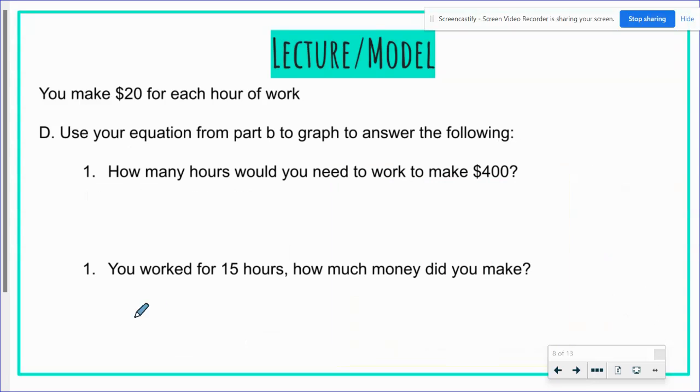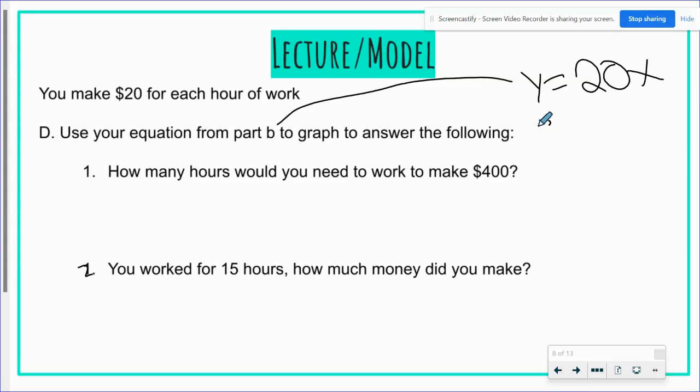All right, so I don't know why that says 1 and 1. This should say 1 and 2. Okay, we're still with the same situation. You make $20 for each hour of work. Use your equation from part B, and that was y equals 20x, or the money equals 20 times the hours, is what we discovered in part B.